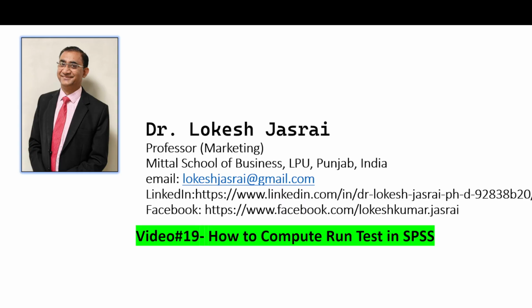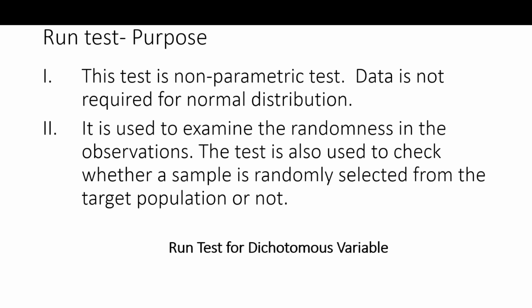Now in this video we are going to discuss non-parametric tests, and the first test we are going to discuss is the run test. So we'll discuss how to compute the run test in SPSS. First, let us understand the purpose of the run test. This test is a non-parametric test. It means data is not required to be normally distributed. It is used to examine the randomness in the observations. The test is also used to check whether a sample is randomly selected from a target population or not. So we are going to discuss the run test for a dichotomous variable in a dataset.